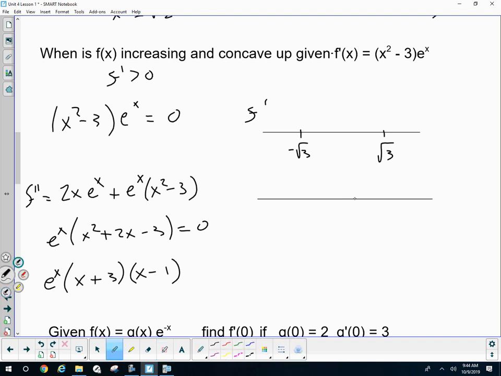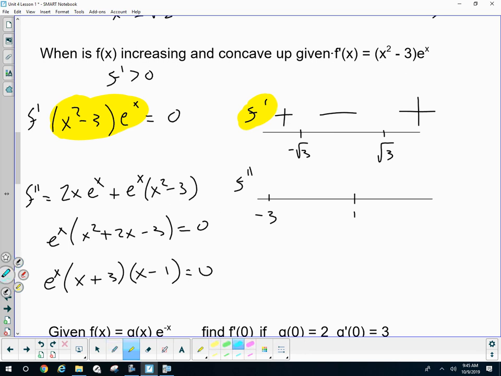Now, make sure you put these in the right order. 1 is less than root 3. Root 3 is like 1 point something. -3 is definitely less than negative root 3. This is f double prime. So, for the signs of f prime, we just have to really look at the x squared minus 3: positives, negatives, positives. For f double prime, we did this earlier: positives, negatives, positives as well.